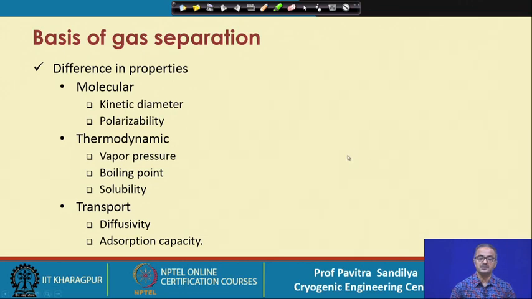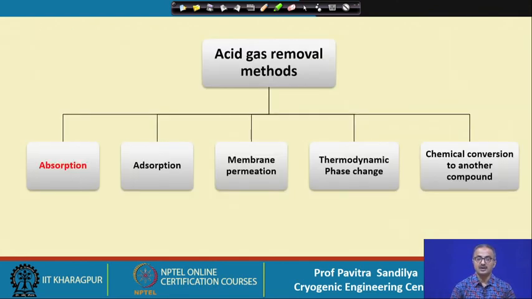Now, there are various bases of gas separation. In this case, we go to molecular properties like kinetic diameter and polarizability, then thermodynamic properties like vapor pressure, boiling point, and solubility, then transport properties like diffusivity, and adsorption properties. So, all these properties will dictate which type of method we have to adopt for a given application. So, here are the various methods: absorption, adsorption, membrane separation, thermodynamic phase change, and chemical conversion to another compound, and in this particular lecture we shall be focusing on absorption.